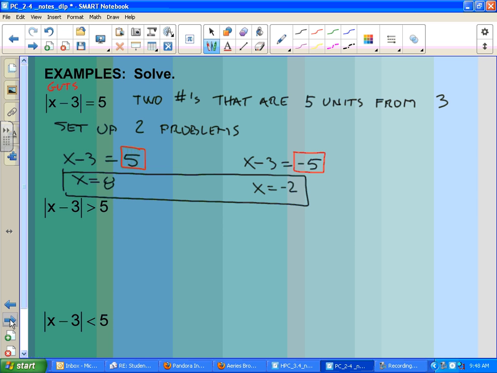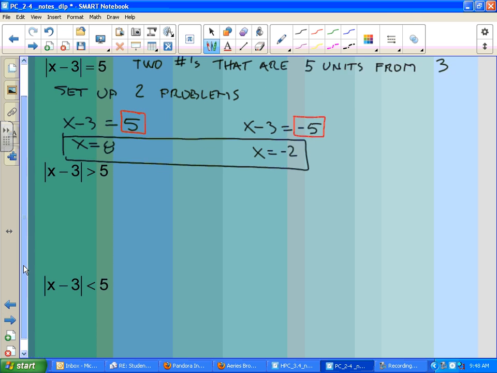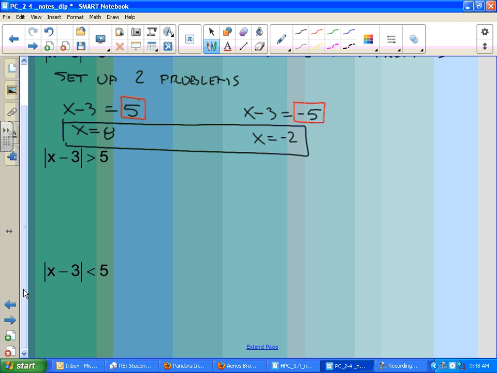All right, continuing on now that we're all caught up. What about absolute values of inequalities? Don't sigh. What are you sighing?